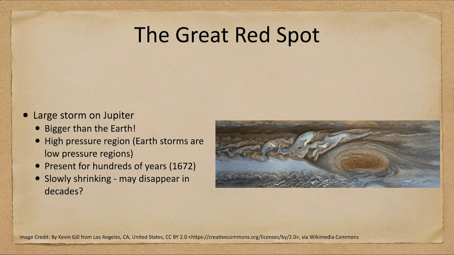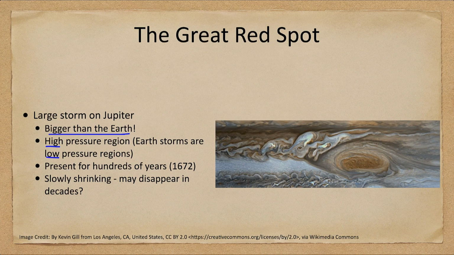Let's take a look at that in a little bit more detail. Here we see the Great Red Spot, which is a storm that is bigger than Earth. And interestingly enough, this is a high pressure region, not a low pressure region. When we talk about things like hurricanes and tropical storms on Earth, they are regions of low pressure. The Great Red Spot is instead a high pressure region, which is what we generally associate with good, clear weather.